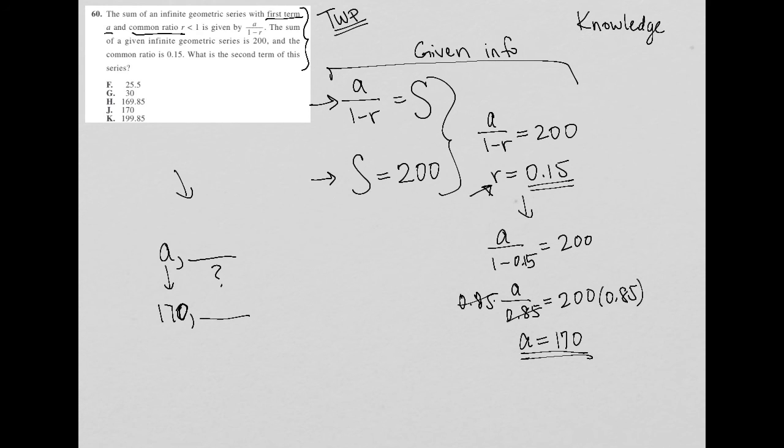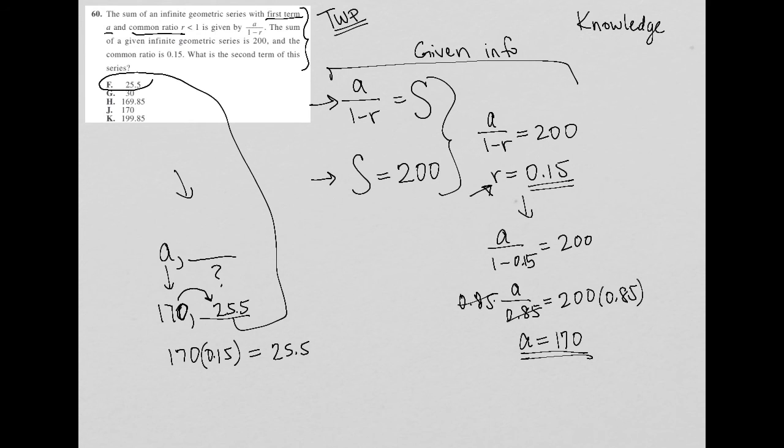So the way that I find the number that comes after 170 is by multiplying 170 times my common ratio, which is 0.15. When I put that into my calculator, what I get is that 170 times 0.15 is equal to 25.5. Therefore, my second number in the series there is 25.5, and therefore my correct answer here is choice F.